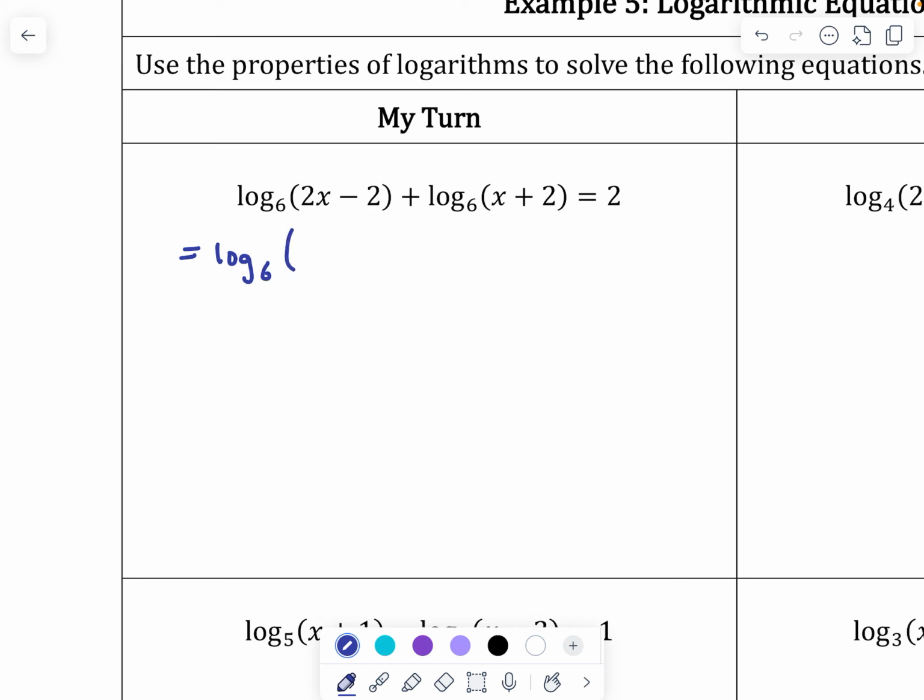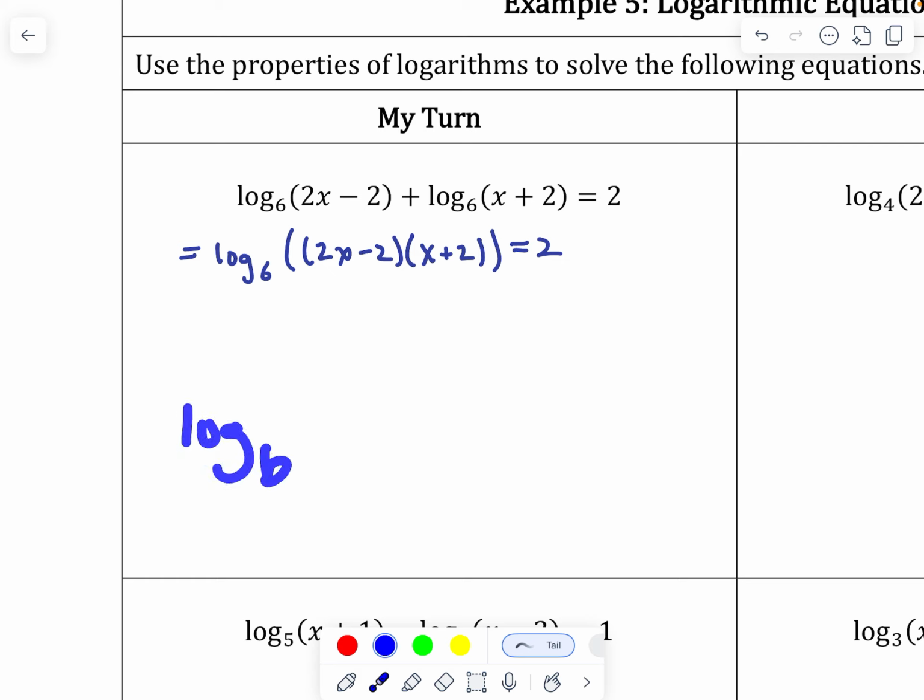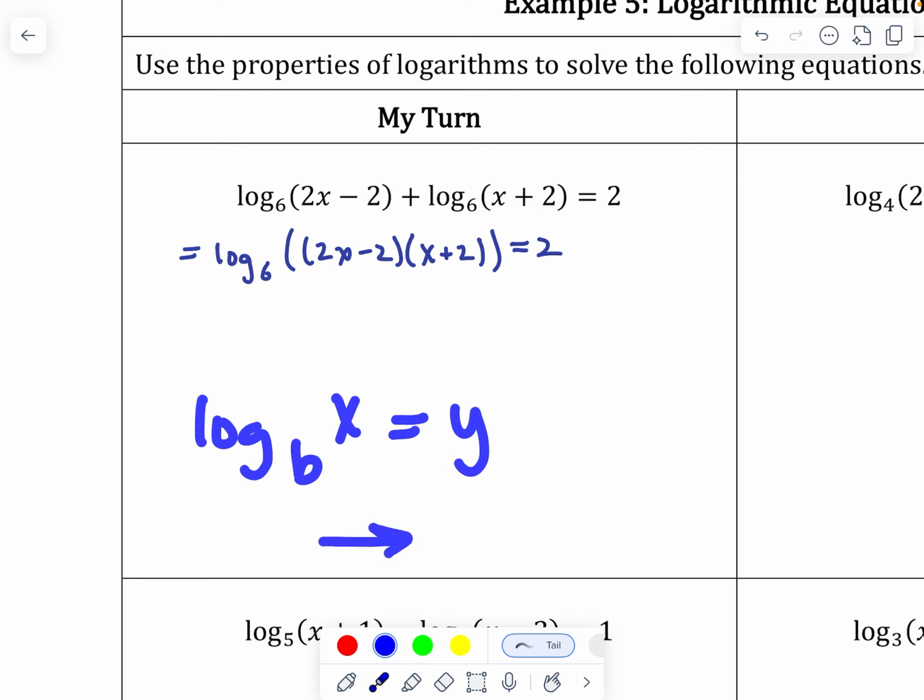So log base 6 of 2x minus 2 times x plus 2 equals 2. Okay, pause. We're now going to use the fact that log base b of x equals y is the same thing as saying b to the y equals x. We're going to use that here, but on a slightly larger scale.